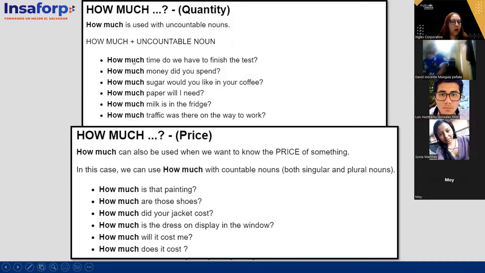Por ejemplo, how much time do we have to finish the test? How much money did you spend? ¿Cuánto dinero gastaste? No me está preguntando cuántos dólares, cuántos euros. No, me pregunta cuánto dinero. Entonces, ocupo how much. ¿Okay? Azúcar. El azúcar no es contabilizable. Un azúcar, dos azúcares, no. Entonces, es how much. How much sugar would you like in your cup? Y así. Para todo lo que no es contabilizable, puedo preguntar la cantidad usando how much.